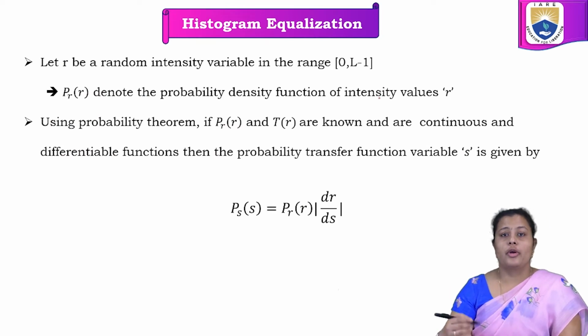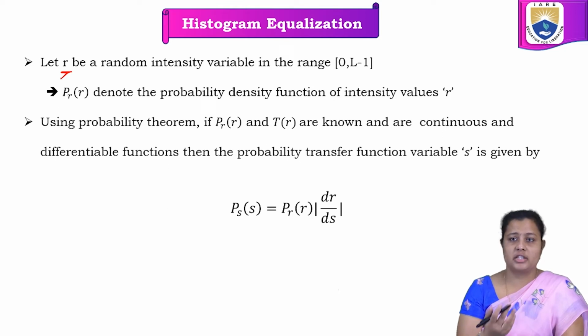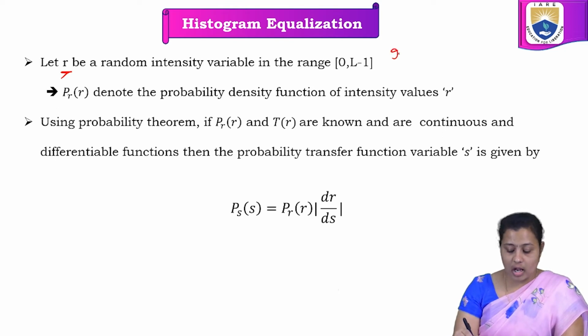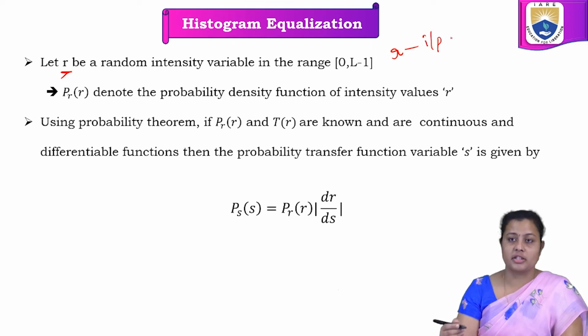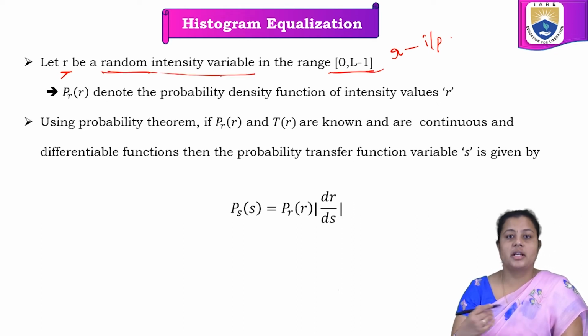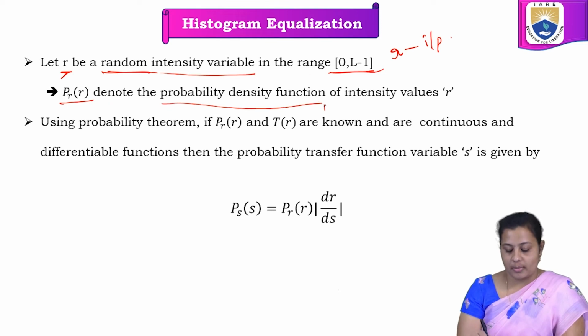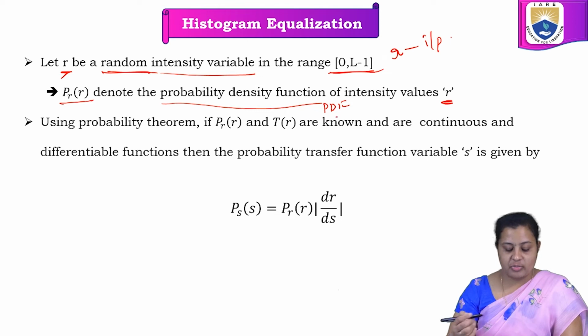Right. So if we say R is a random intensity value, R is the intensity value of the input image. It falls between 0 to L minus 1, but it is also a random variable. Then let P R of R denote the probability density function, the PDF of the values R. So this PDF is represented as P R of R.